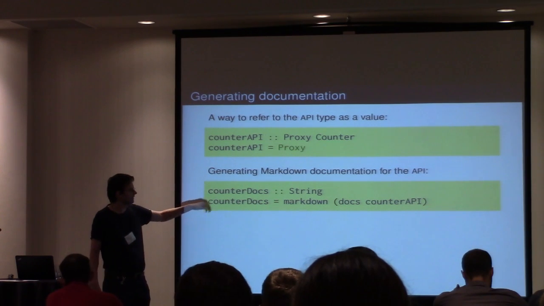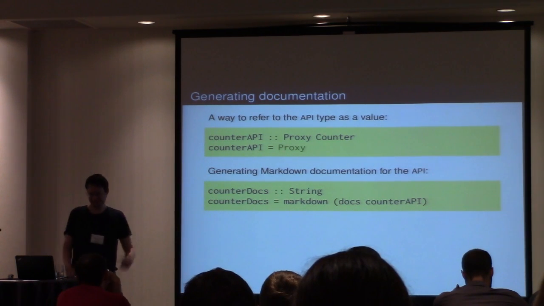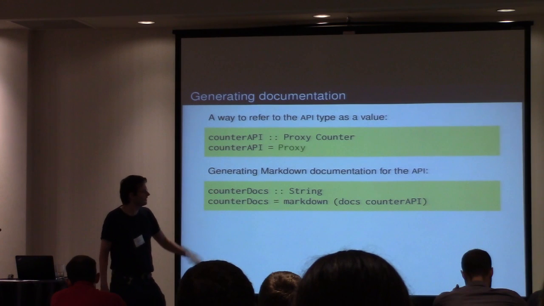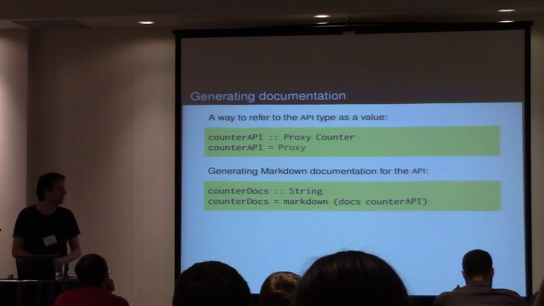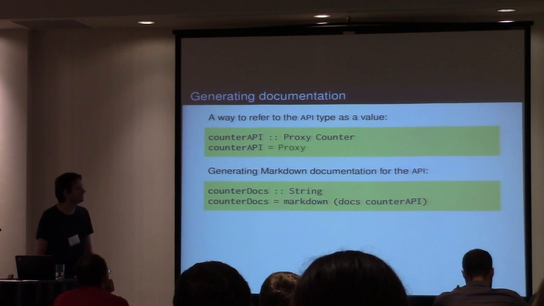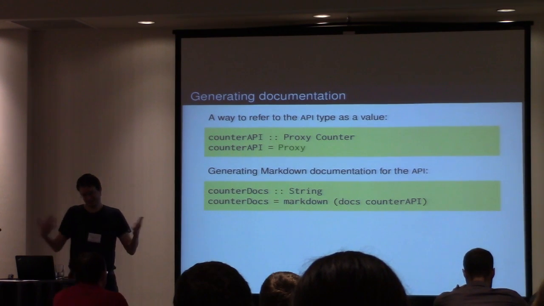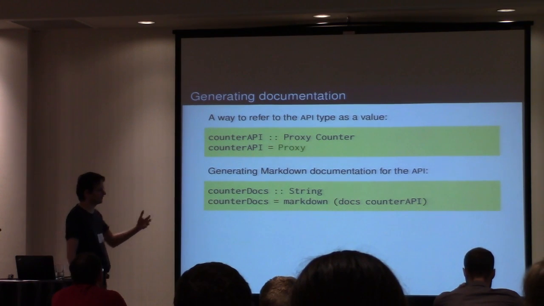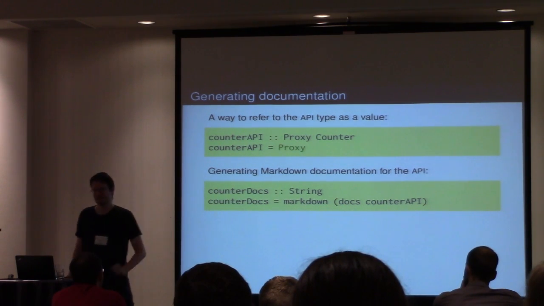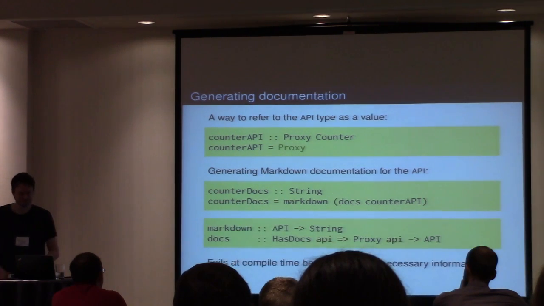Then we can use it in something like this. We can say counterDocs is just a string, that's the documentation, and it's the result of applying the docs function, which is provided by Servant, to the counter API proxy. That gives you some abstract syntax tree of the documentation, and then you can transform that abstract syntax tree to Markdown, for example, using the markdown function.